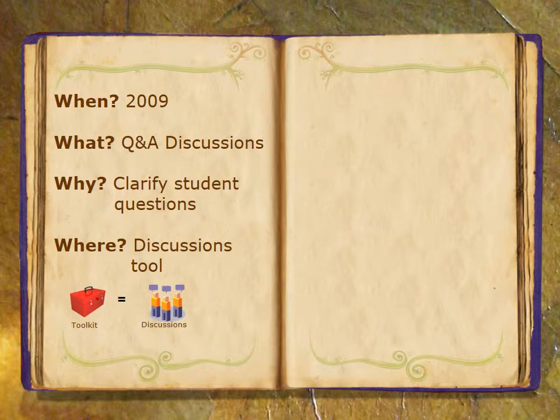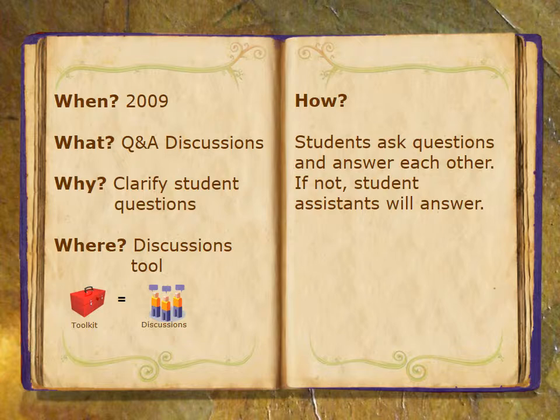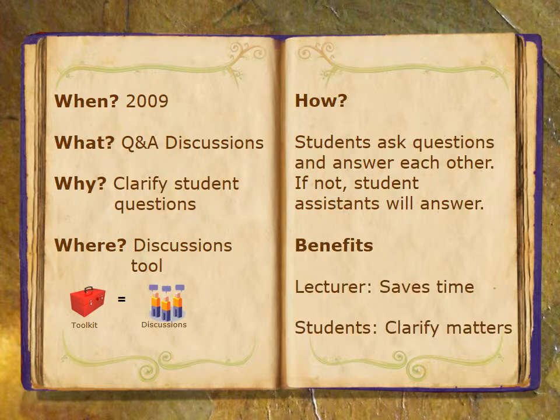What has worked also very effectively this year is I've opened a discussion posting for questions and answers, and students then answer each other's questions. Anything that they're not clear about, they post there, and any student who reads it can then answer. I've also now got student assistants who assist with that, and if the students themselves don't answer their own questions, then the student assistants can come in, and that saves a lot of time, and it helps just to clarify matters for students.